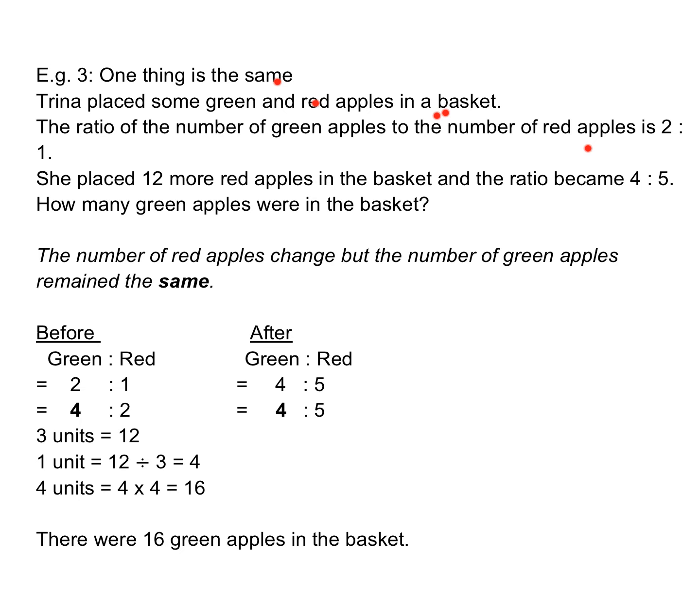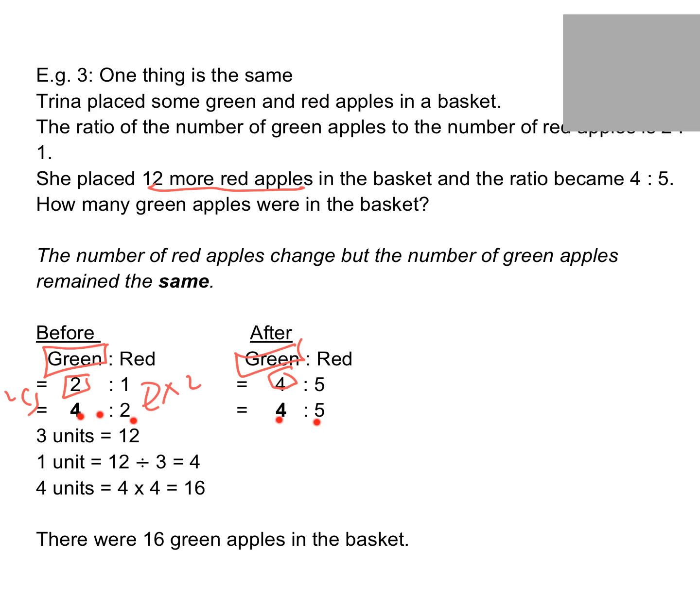You realize that she only placed 12 more red apples, so the green apples should be the same, right? Before, the green is 2 units, after that the green is 4 units, it should be the same. So what you need to do is take the ratio times 2 here, and now it's the same. You see 4 to 2, 4 to 5, the green is 4 units, and we compare the red: 5 minus 2, 3 units, 3 units is the 12 more red apples. So 1 unit will be 12 divided by 3, which is 4, and 4 units is 4 times 4. 16 green apples in the basket.